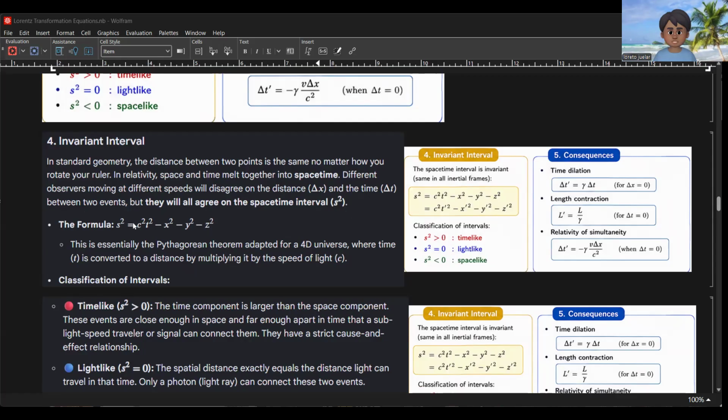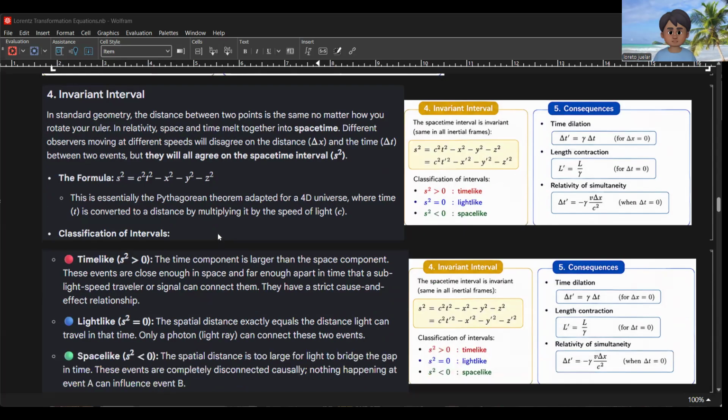For example, the formula here is s squared equals c squared t squared minus x squared minus y squared minus z squared. So this is the positive, negative, negative convention. This is essentially the Pythagorean theorem adapted for the universe, where time t is converted to a distance by multiplying it by the speed of light.